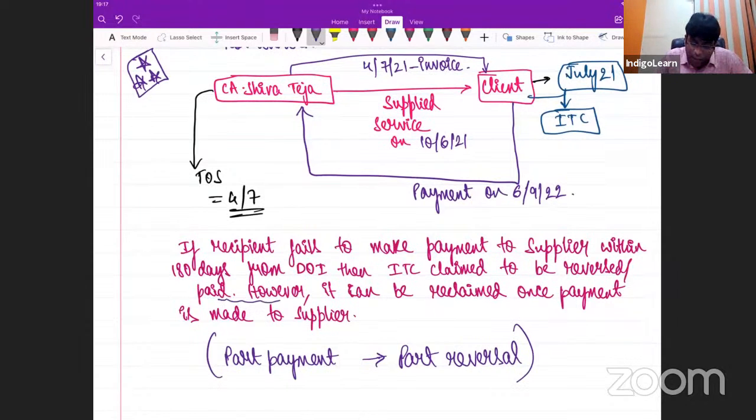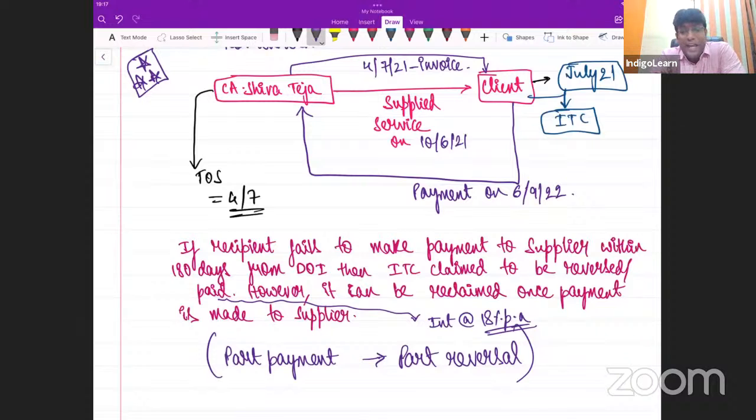It must be reversed or paid along with interest at the rate of 18% per annum. No doubt about it. And under GST law, you do not have a concept of 1% per month or part thereof. We have got a straight answer of 18% per annum. So the ITC which is claimed should be reversed or paid back to the government along with interest at the rate of 18% per annum.